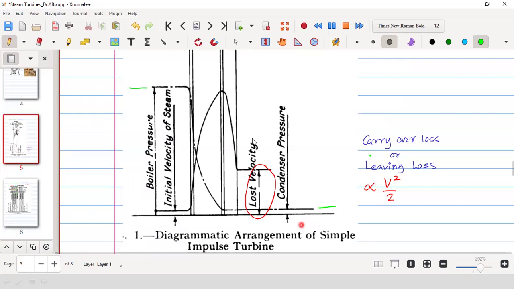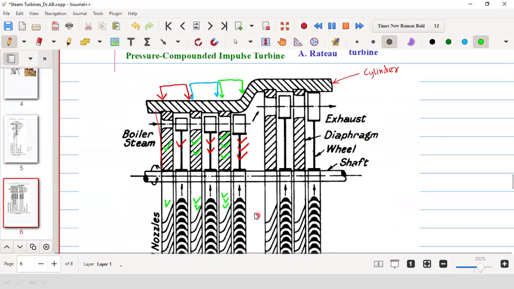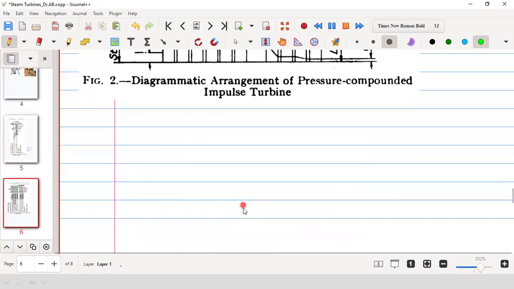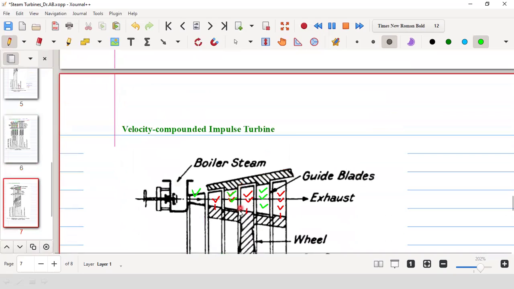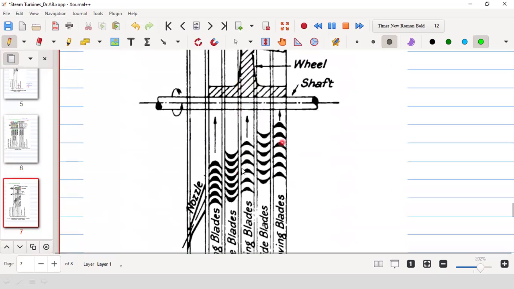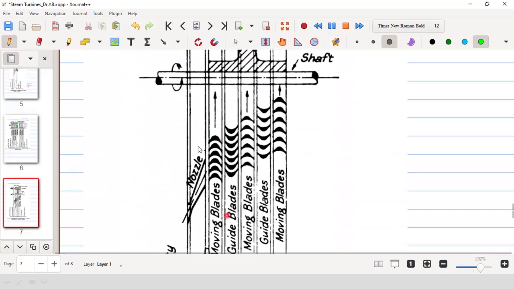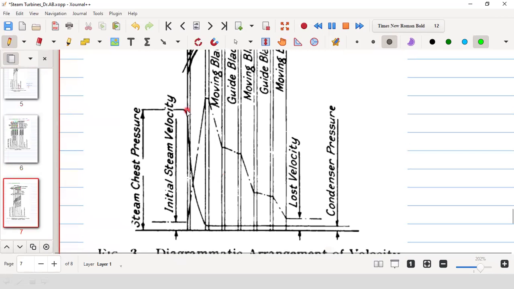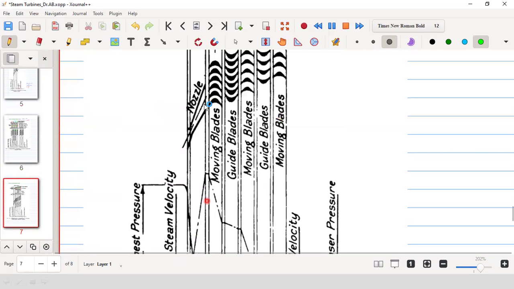Okay. And in case of velocity compounding, basically there will be blades instead of nozzles, because there is no requirement of pressure reduction. There is only requirement of momentum transfer. So you see that this is the arrangement of fixed blade and moving blade. So this is nozzle. Exactly. You see that is the pressure reduction only once, because there is only one nozzle.